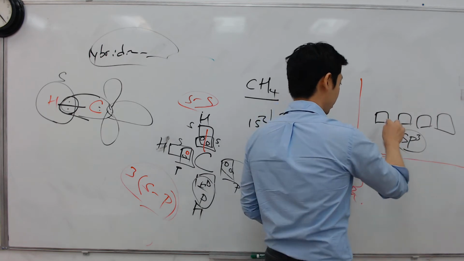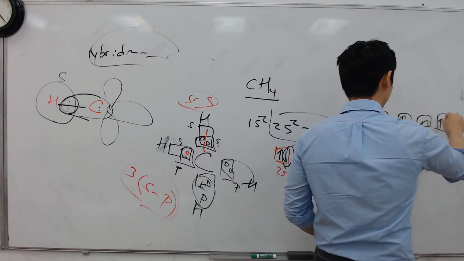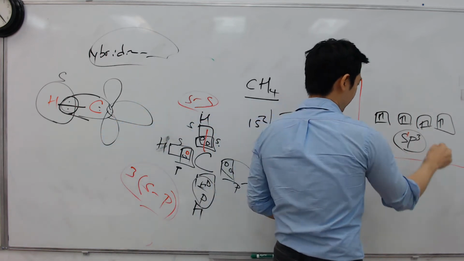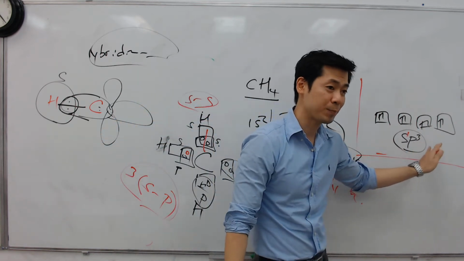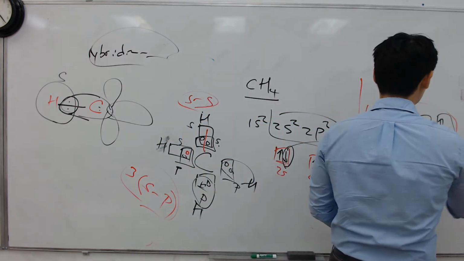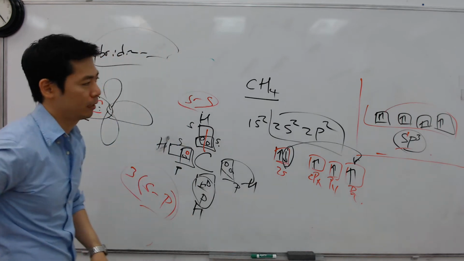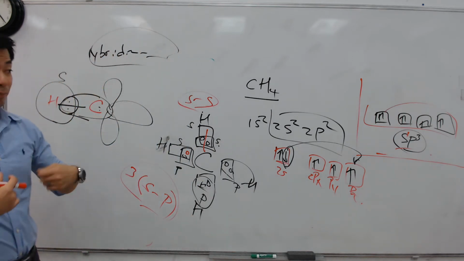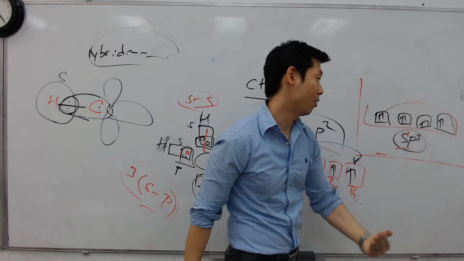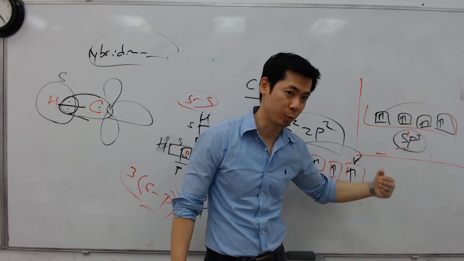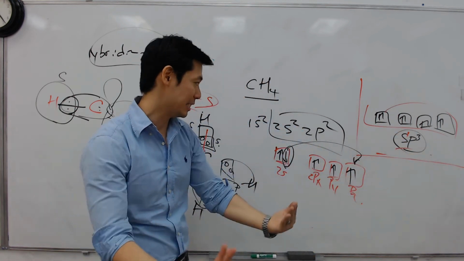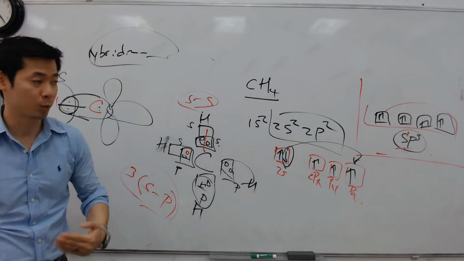So carbon has 1, 2, 3, 4 sp3 orbitals. Why is it sp3? Because 1 s orbital and 3 p orbitals have been mixed together, involved in bonding. That's why they're called sp3 orbitals. They mixed it up, which means they have the same energy. That's what they call hybridization of the orbitals. But why do we talk about it? Because of this inconsistency in the atomic orbital model that we know.